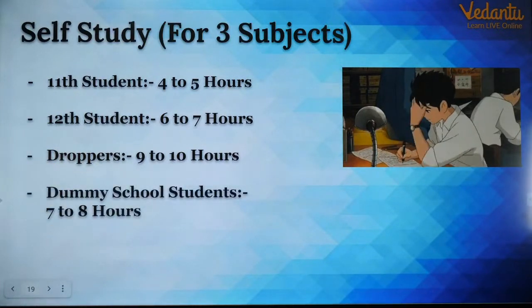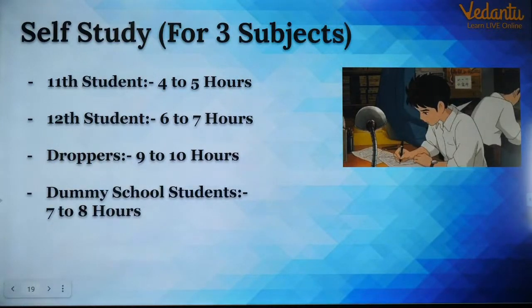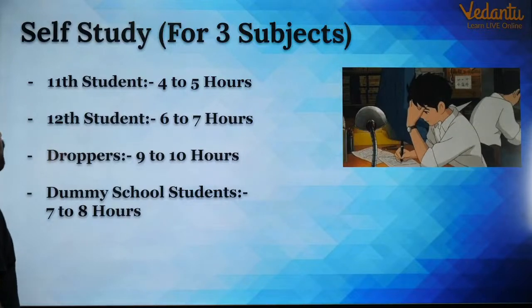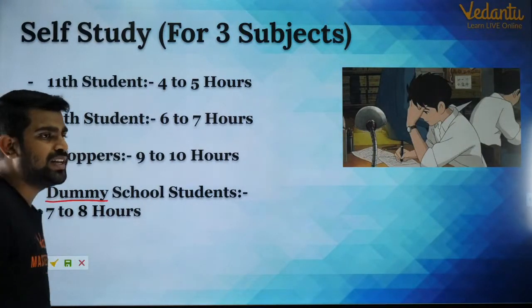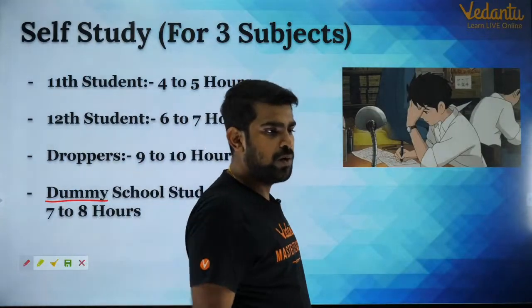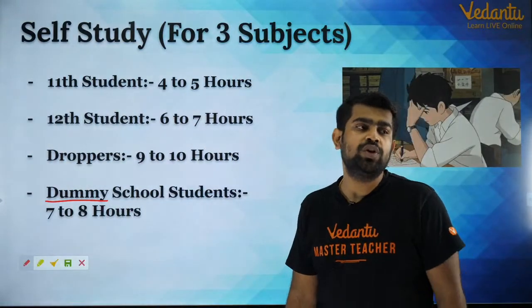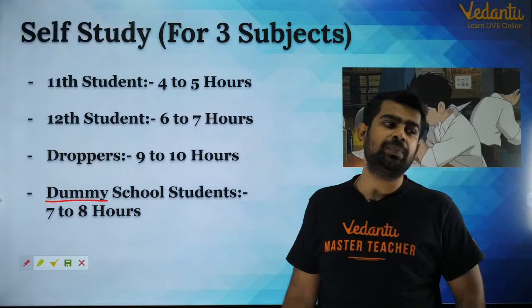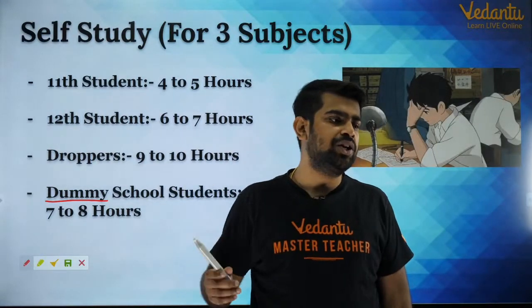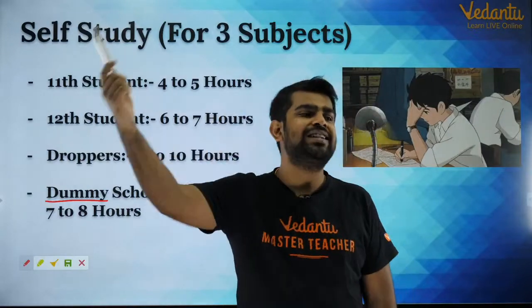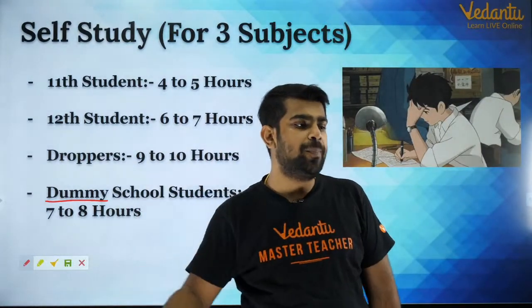And lastly, the ultra legends who are studying in dummy school. Dummy school means you are not in a proper school. You just are enrolled in a school for namesake. Okay. Droppers means who repeat the batch. Repeaters. So you finished 12th standard, you wrote JEE this year, you didn't get a good rank, you want to write next year. So that is called droppers.